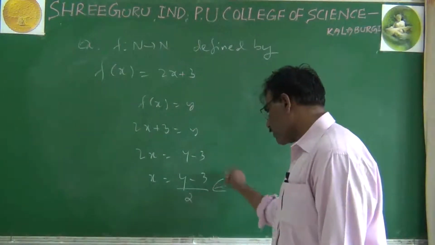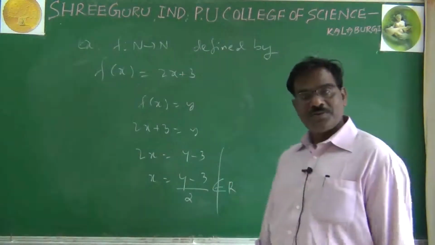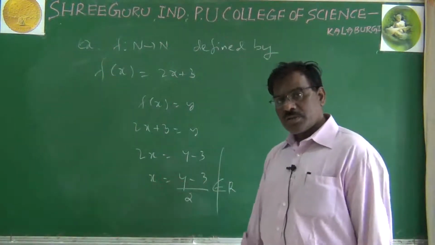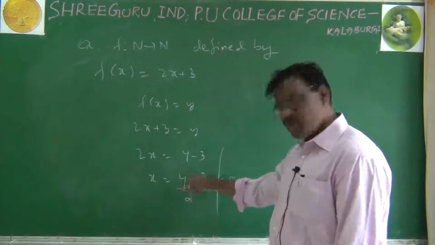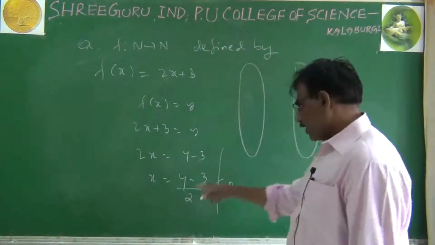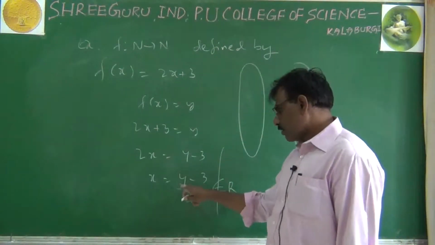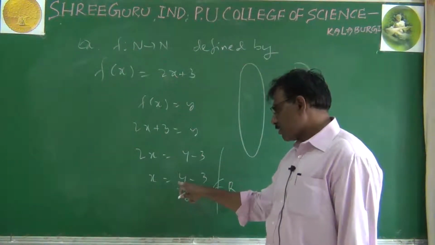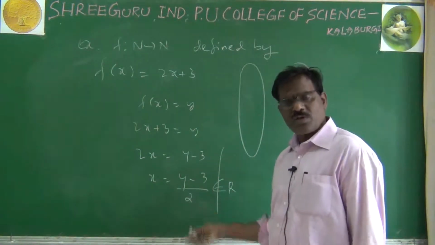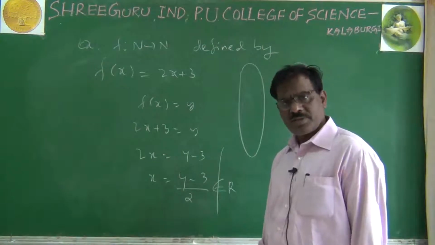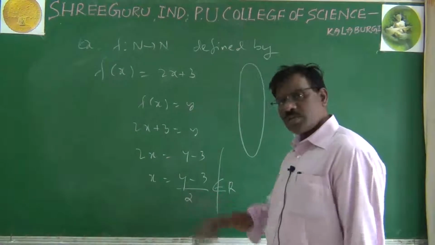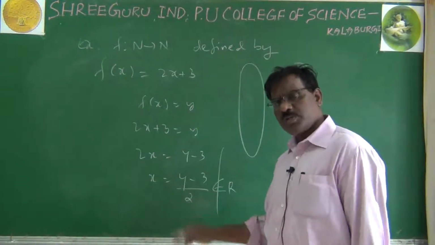So this does not belong to R. Why? But y is a real number, but x is not a natural number. Why natural number? If, for example, this is a set, you take y, maybe it is 9. Some elements are possible, some elements are not possible. That is also called not onto. If all are possible, belongs to means it is onto only. Some are possible, some are not possible.